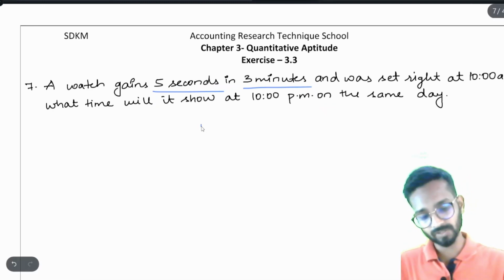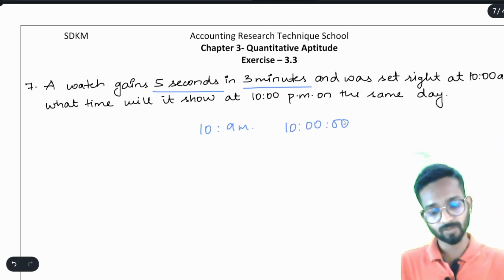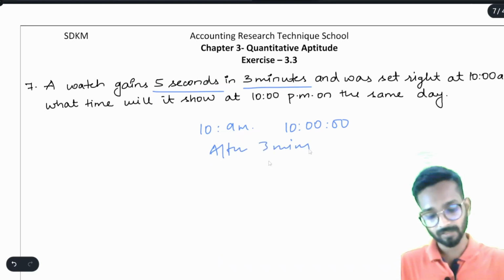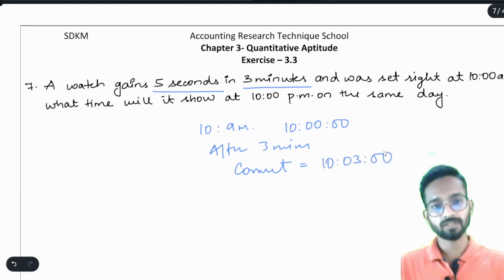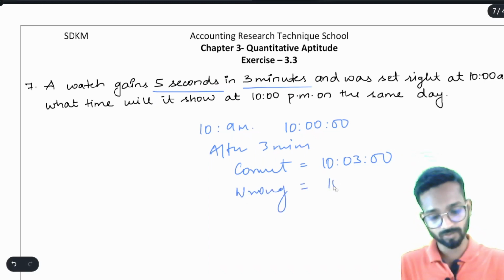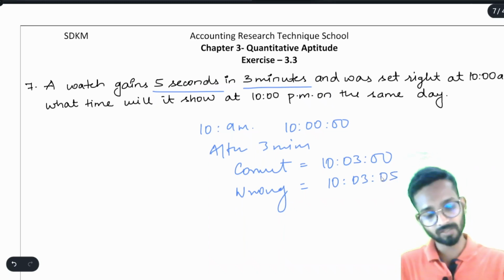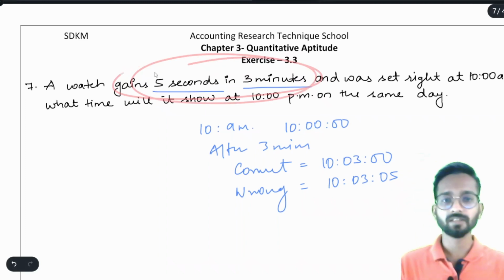For example, suppose it is 10 am they are saying, right? So at 10 am, which means 10:00:00, after 3 minutes the correct time should be 10:03:00. This should be the correct time, but our watch has a problem and that's why it will show 10:03:05. This is the problem, that it gains 5 seconds in every 3 minutes.